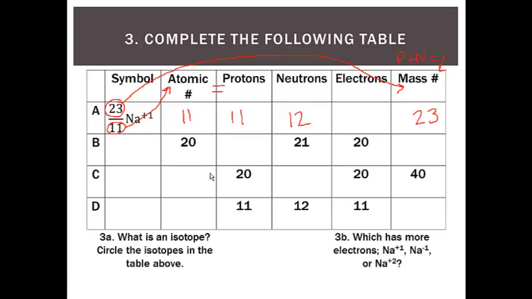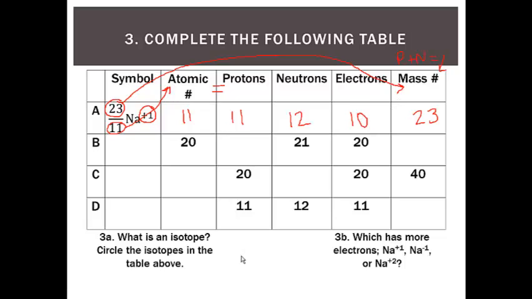Now I need to figure out the number of electrons. Usually protons and electrons are equal unless we have a charged atom. So here we have +1. So what this is saying is that my charges are not equal. I have a +1 charge. That means that I must have more protons than electrons. And the difference here is +1, so that's one more proton than electron. So if I got 11 protons, I must have 10 electrons.